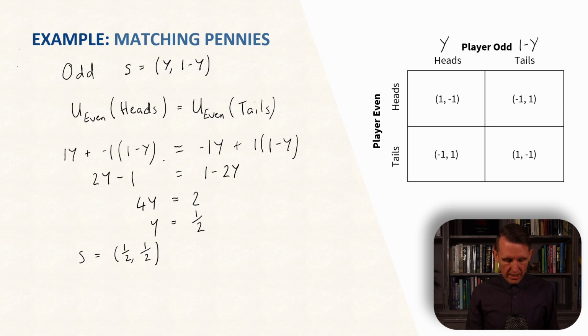Taking these expressions and making the player even indifferent to those, we solve for y, and we get that the probability of playing heads should be half and the probability of playing tails should be half. If both of these players play with probability half, they make each other indifferent to their own strategy. And therefore the mixed strategy equilibria is player odd playing with probability half and half, and player even playing with probability half and half.